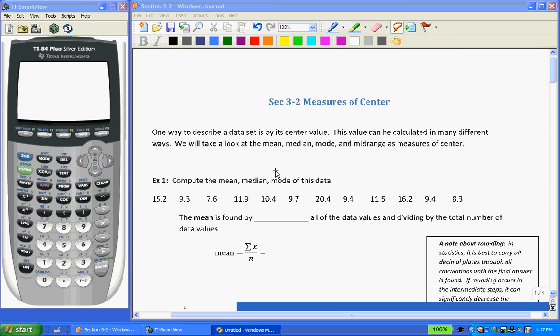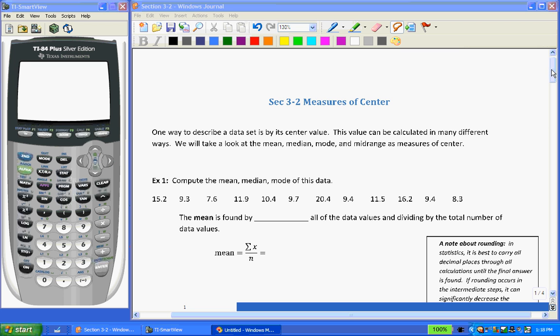Section 3.2 Measures of Center. One way to describe a data set is by its center value. This value can be calculated in many different ways. We will take a look at the mean, median, mode, and mid-range as measures of center.